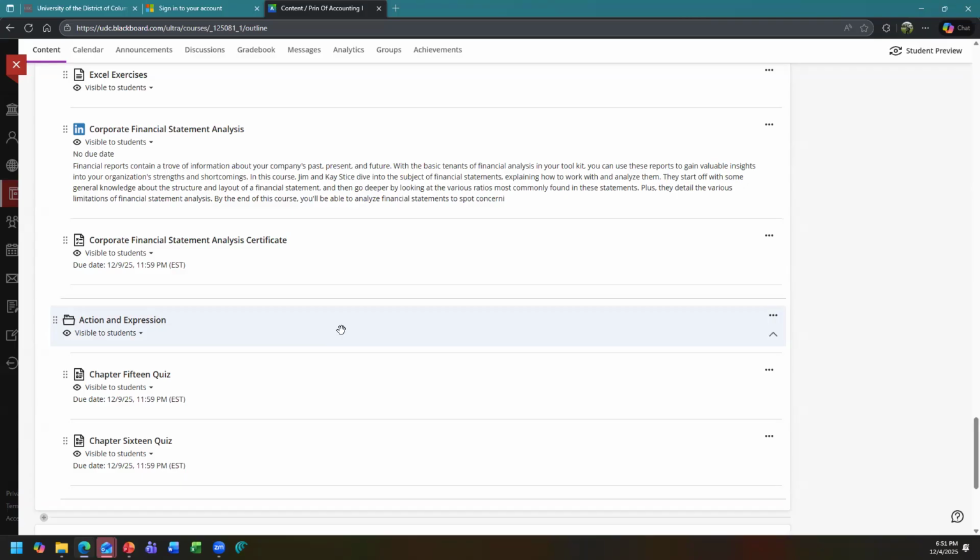3 items you have to take care of. And I'd love for you to do that this weekend, just so it saves you some headache from having to worry about it later. You have one remaining LinkedIn Learning activity, and that's your corporate financial statement analysis LinkedIn Learning certificate. You have a quiz for chapter 15 and a quiz for chapter 16. So 3 action items. I recommend that you start them now so that we don't have to worry about them later, and just submit them as soon as you can.